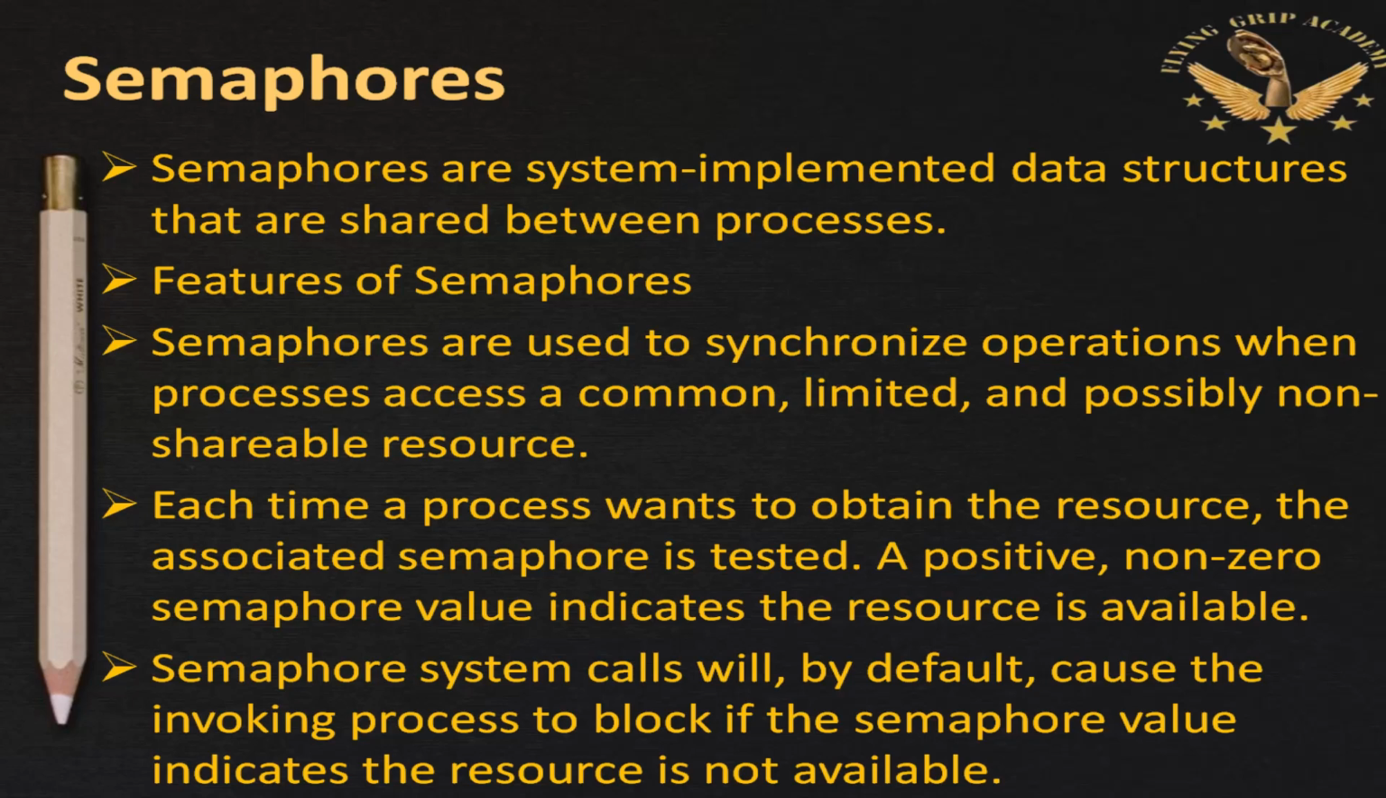Features of semaphores. Semaphores are used to synchronize operations when processes access a common, limited, and possibly non-shareable resource. Each time a process wants to obtain the resource, the associated semaphore is tested. A positive non-zero semaphore value indicates the resource is available. Otherwise, the semaphore system call will cause the invoking process to block if the semaphore value indicates the resource is not available.